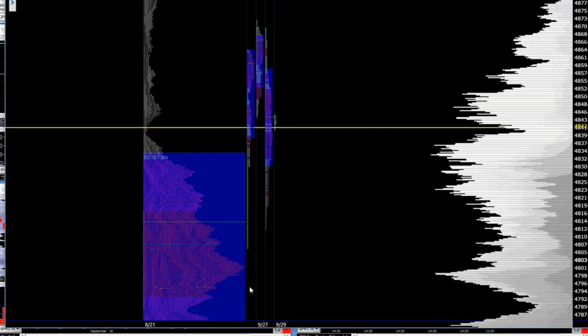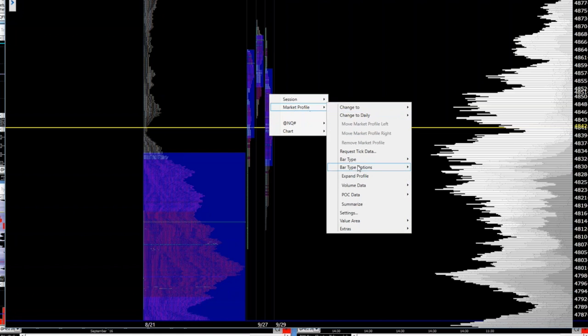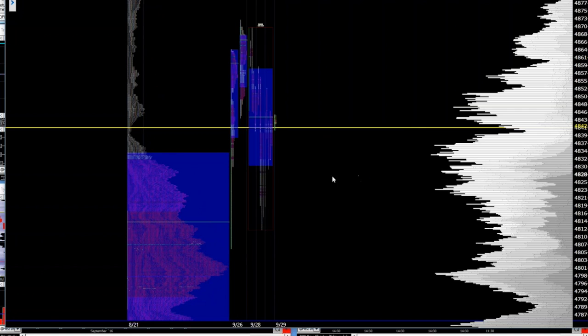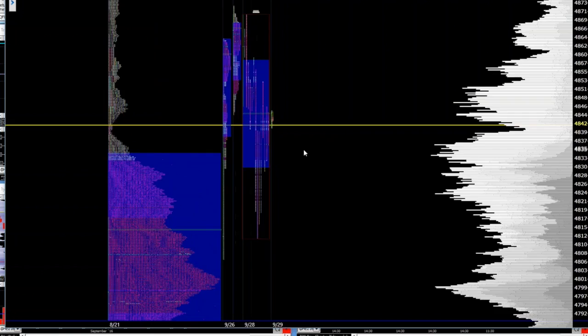So this is an area of value. Over the last month or so I personally have been using this area as a place to buy, because I can use this zone and test back into this zone as a place to buy and get long. You actually will see that today. Let's expand this profile and you'll see what I mean.